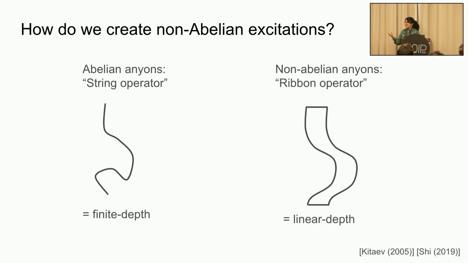But for non-abelian anyons, because I have this internal Hilbert space, which means that there's information that I can store in this anyon, there are actually bounds on how quickly I can move it unitarily.